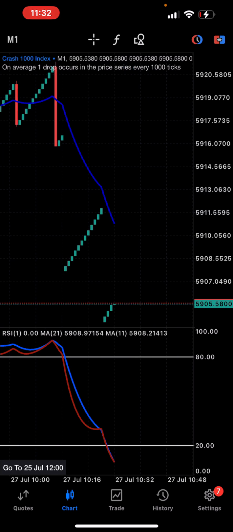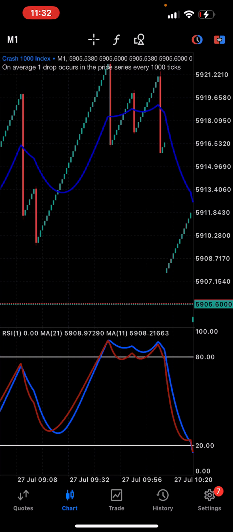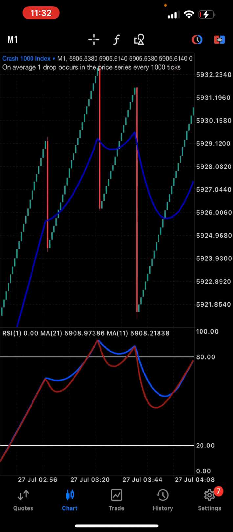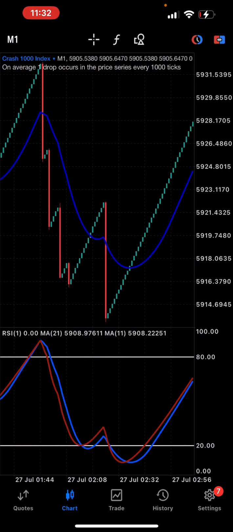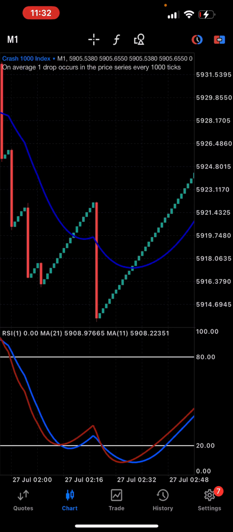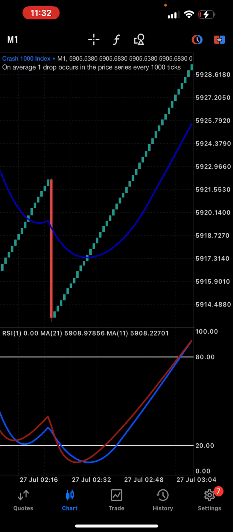We have already done that in the past video, so we're just going to do a little review today. Like I said in the previous video, you're just going to be buying what? Crash. You're just going to be buying Crash and then selling Boom. Here we have a perfect example of a buy. You have the market dip on the RSI into the oversold region.